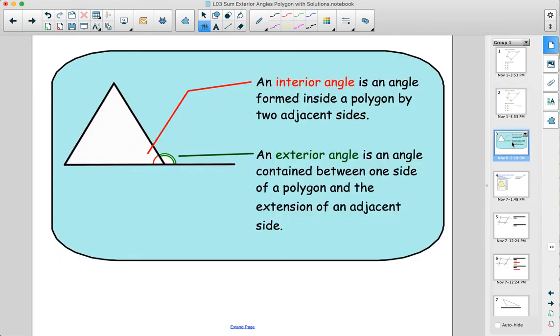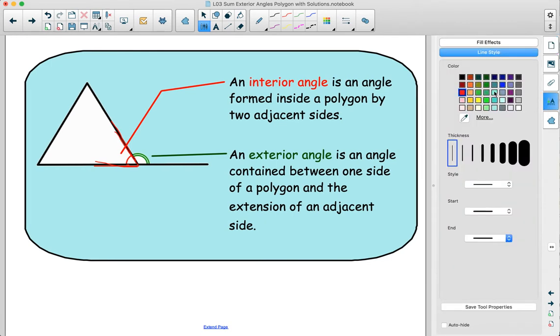I mentioned today we're going to be looking at exterior angles. So the first thing I have to start with is making sure you understand the difference between an interior angle and an exterior angle. An interior angle is formed by 2 adjacent sides in a polygon. So there's this side and there's that side. They make this angle here. Those are 2 of the sides in the polygon.